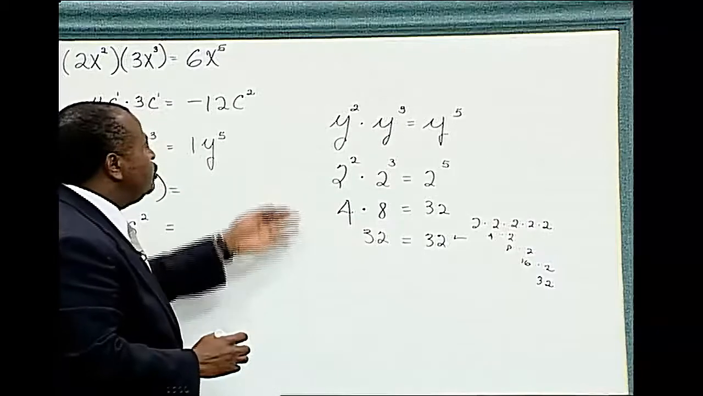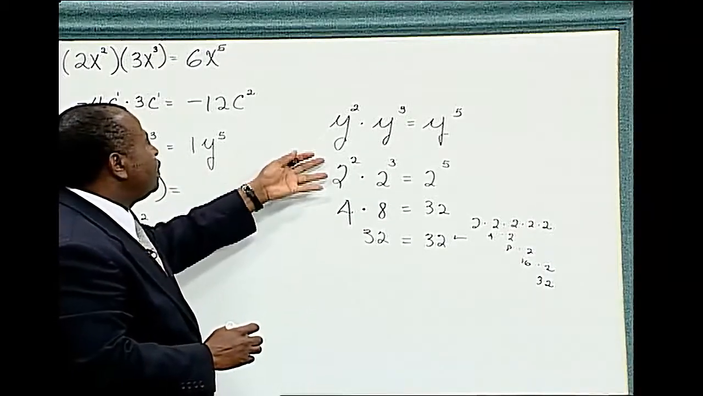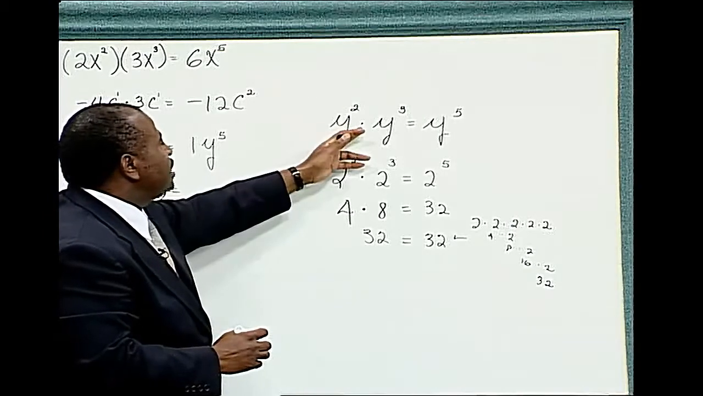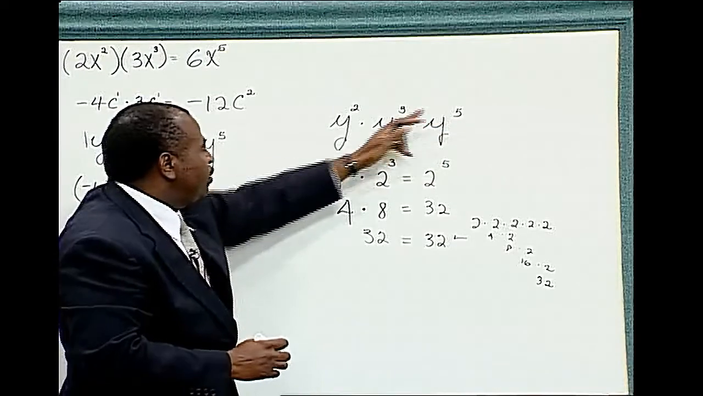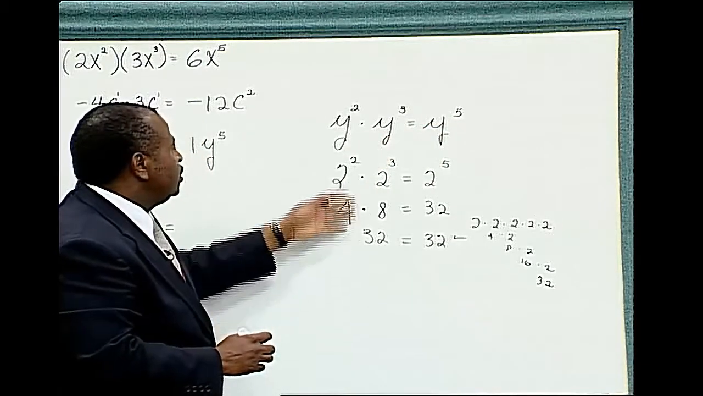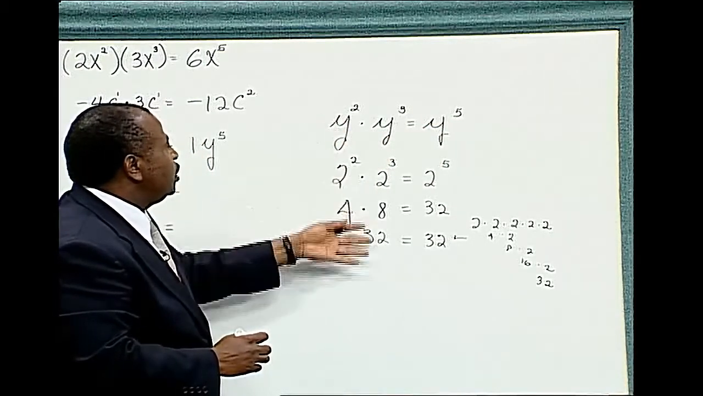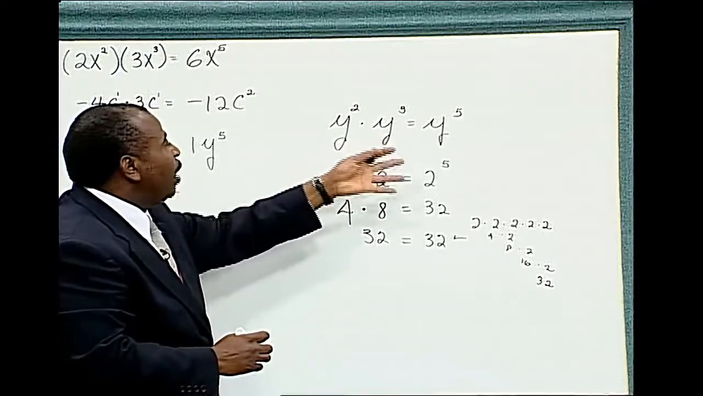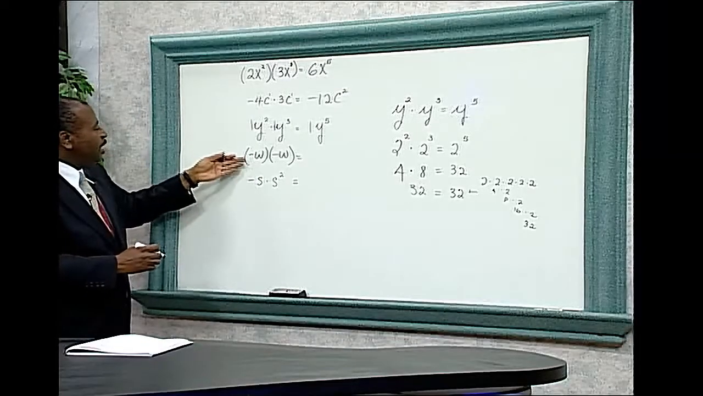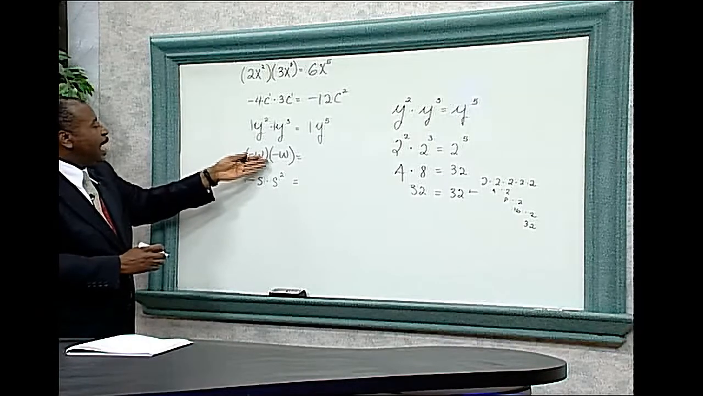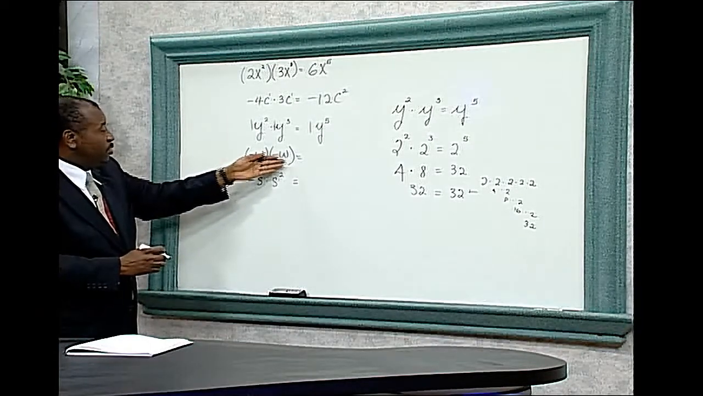So you have proof to see that y to the second power times y to the third power is equal to y to the fifth power. This is the proof to show you that the answer is not y to the sixth power. Let's do example 4: a negative w times a negative w.